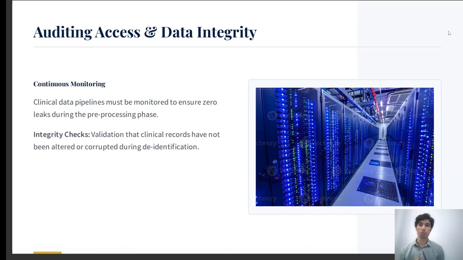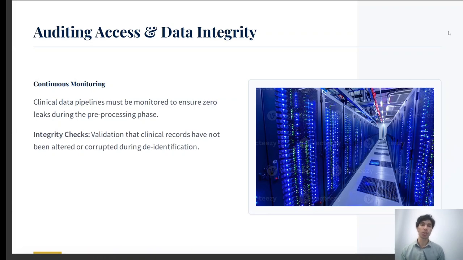Okay, so one of the most important things in the legal architecture of clinical data is auditing and monitoring everything. When we are dealing with clinical data pipelines, we must monitor and ensure zero leaks during our pre-processing pipelines and workflows. And we also have to keep integrity checks, which are basically validations that clinical records have not been altered or corrupted during de-identification. Because when we are de-identifying the data, we are stripping the data of those identifiers.